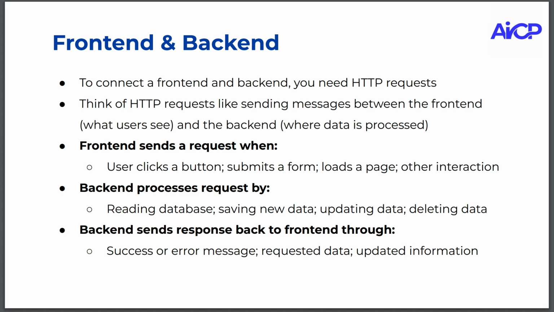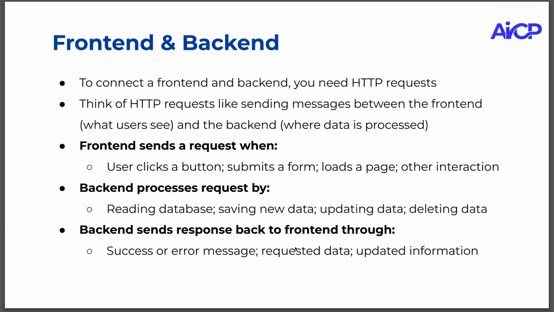And then once it does one of these 4 functions, the backend then sends a response back to the front end through either a success or error message, the requested data, or updated information. An example of this is, say a user clicks a button, and it shows the user its current rankings within the website. What this would look like is the front end sends a request by the user clicking a button, and then the back end is just reading the database, because again, we want to show the user's rankings. We don't want to update any data within the database. So all this is doing is reading the database, and then it'll send a response back with the requested data. So this is how that workflow would look.